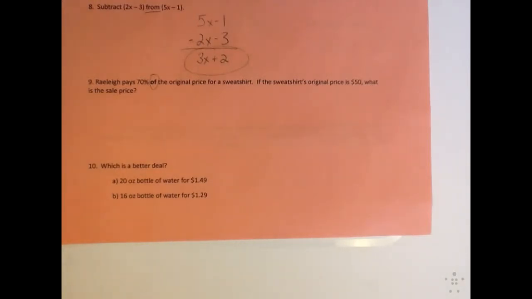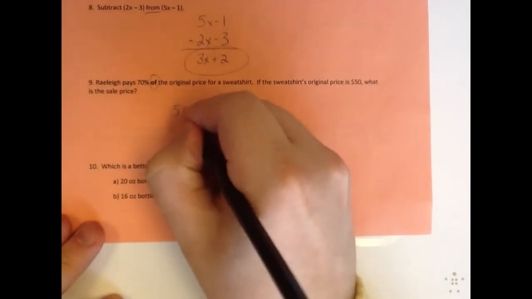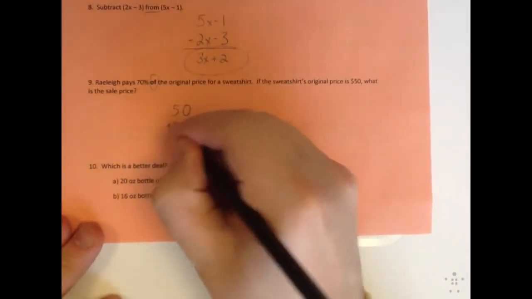So it says Raleigh pays 70% of the original price. So it's not that he's getting 70% off. He's paying 70% of it. If the sweatshirt's original price is $50, what is the sale price? There's a really easy way to do this, and I'm not sure if every math teacher would love me doing it this way, but when I'm in a store, this is what I do. I take my original price, $50, and I'm going to multiply it by 70%.